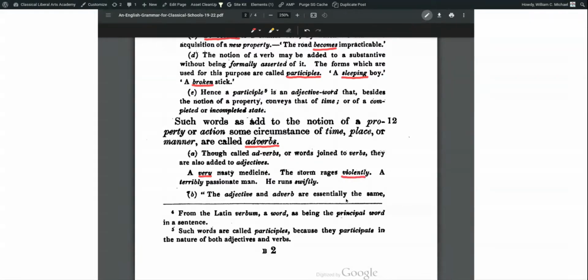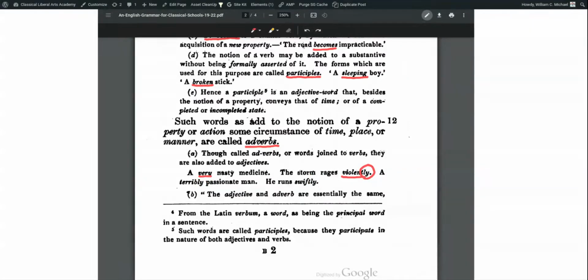Violently is the adverb. And it's important to see here that one way that we can identify adverbs is by the ending ly. That ending ly is always a sign of an adverb. Now you'll see that the word very is an adverb and it doesn't end in ly. So it's not always the sign of an adverb, but most of the time an adverb will end in the letters ly. And we see that here in the next example, terribly, and here in the next example, swiftly. So one mark to remember, to look for, is the ending ly. When you see the ending ly, it is likely going to be an adverb.